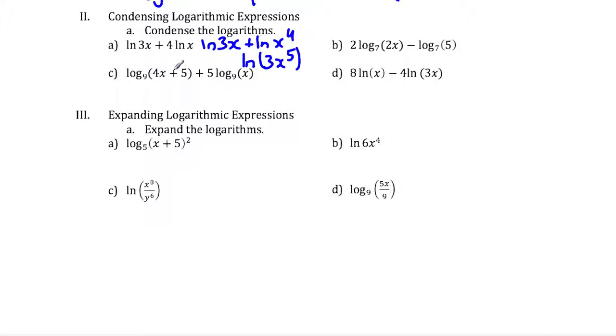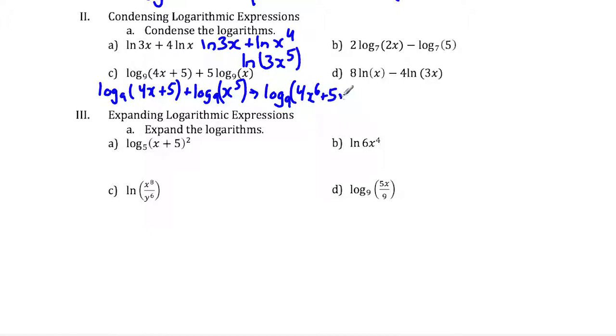Similarly, if I go down here to C, we want to write this as a product because we're adding these two logs. But first I need to do the power property. So this actually becomes log base 9 of 4x plus 5 plus log base 9 of x to the fifth. And then because I'm adding these two logs, I can write this as a product. And actually, I shouldn't put an equal sign there. And this leads to log base 9 of 4x to the sixth plus 5x to the fifth. That's my final answer there.